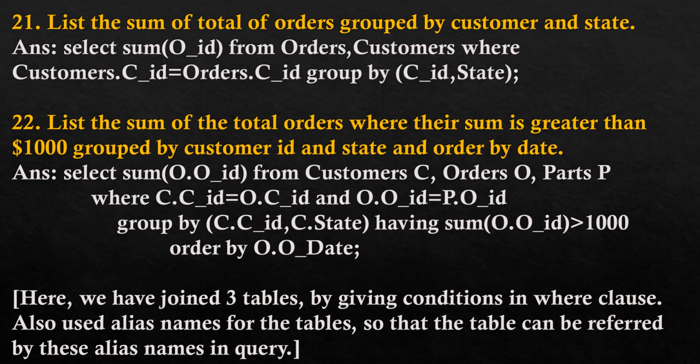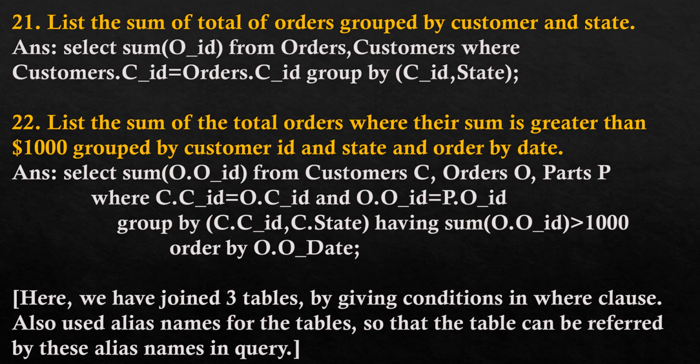So we have to use where customer.cid is equal to orders.cid. This is the joining condition by which these two tables are joined. And according to the condition given in the question, you have to group by customer ID and state. These two column names you have to pass in the group by clause. Then it has to print the sum of total of orders. So select sum of order ID from orders, and customers also is there because we are joining these two tables.